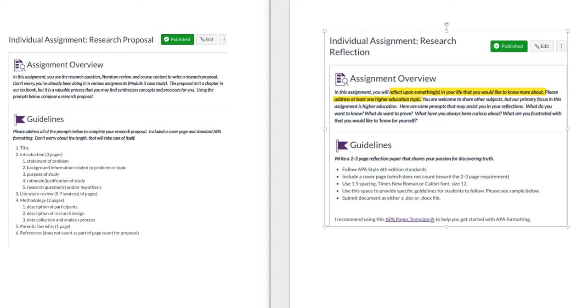Hi, I wanted to provide just a little bit of information on this week's assignment. There had been a question or two, so I thought I'd just jump in with a quick overview. For the research proposal, don't worry about the length, that'll take care of itself.